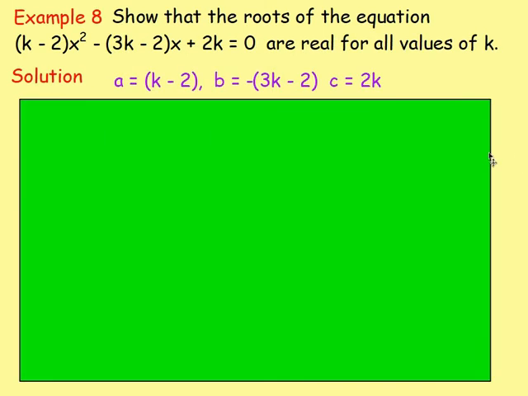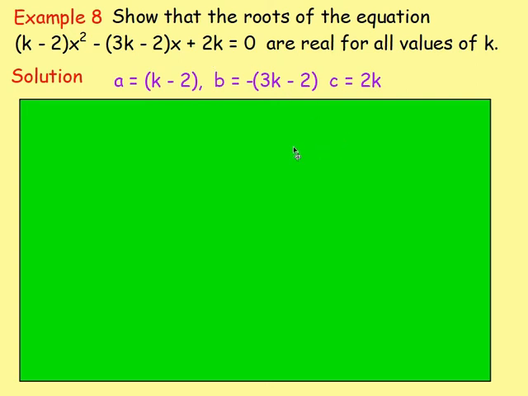Let's try another one. Example 8. Show that the roots of the equation (k minus 2) x squared minus (3k minus 2) x plus 2k equals 0 are real for all values of k. Once again, write down the values of a, b, and c for this one. So a, the coefficient of x squared, we've got k minus 2. The coefficient of x, we've got negative (3k minus 2). And the value that's on its own without any x term or x squared term is 2k.